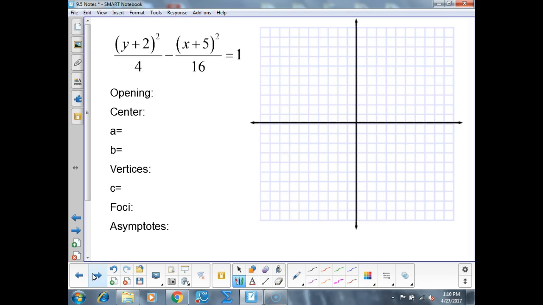Sure? I am positive. Why are you so sure? Because y is in the beginning. Because it's y squared minus x squared? Yeah. Okay, I would agree with that.